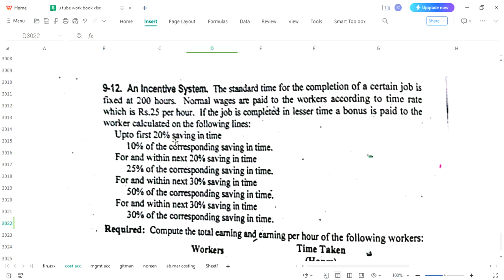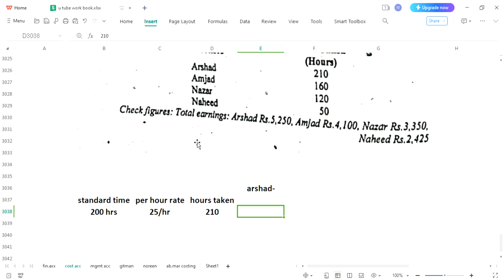Now for Arshad, we will calculate our normal wages. How do we calculate normal wages? As we know, we see hours multiplied by the per hour rate. Hours taken are 210, and the per hour rate is given over here, 25.